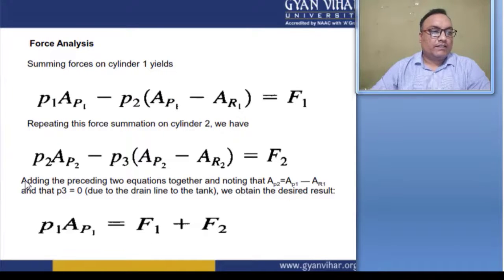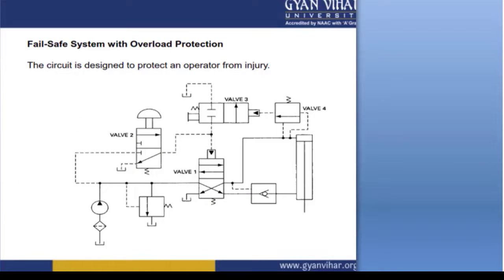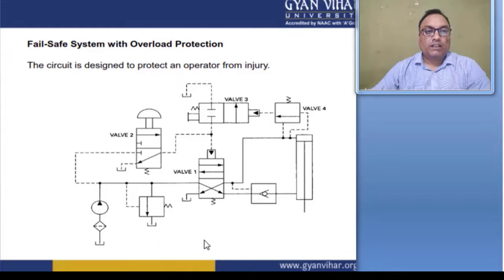Then for the force analysis, summing forces on cylinder 1 yields P1 AP1 minus P2 (AP1 minus AR1) equals F1. Then repeating this force analysis on cylinder 2, we have P2 AP2 minus P3 (AP2 minus AR2) equals F2. So adding both these two equations, it will give P1 AP1 equals F1 plus F2. So this is the final answer for the resolution of forces.